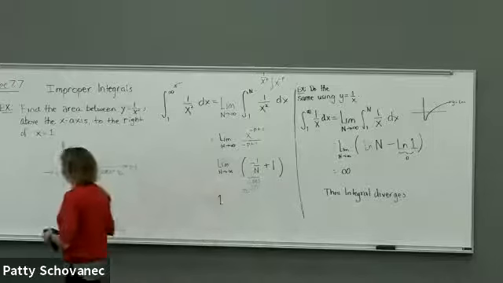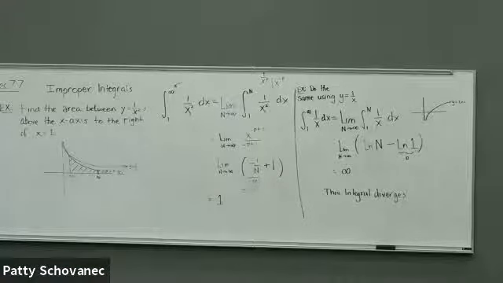The integral from 1 to infinity of 1 over x to the p dx converges for values of p bigger than 1. It diverges for p 1 or smaller. So if I want to integrate 1 over the square root of x from 1 to infinity, it should diverge. But 1 over x to the 1.1 will converge. Not to 1, but it'll hit something, right?